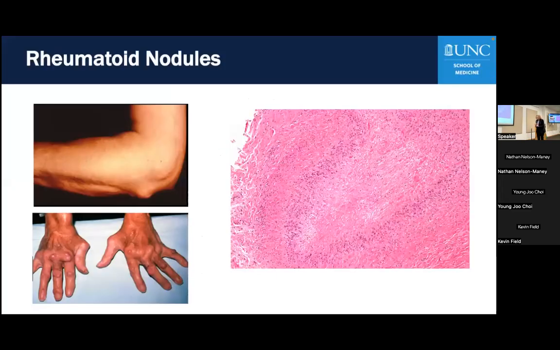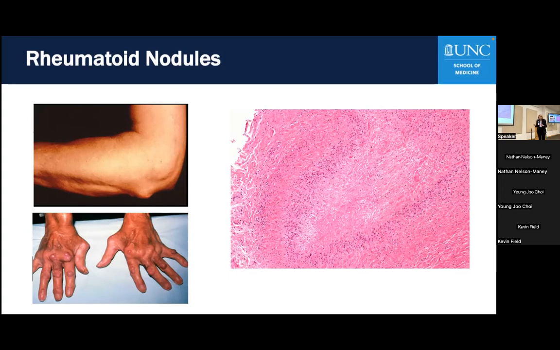So this is something we often see in rheumatoid arthritis. And remember I told you about our patient had some nodules on her elbows. Hers were not quite this prominent, but this is a nodule at the elbow of a patient with rheumatoid arthritis. Here's some nodules over the dorsum of the hand. You can see that.